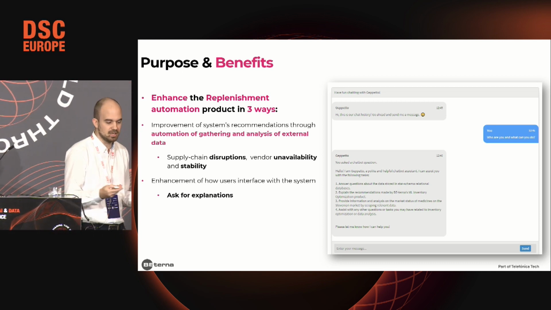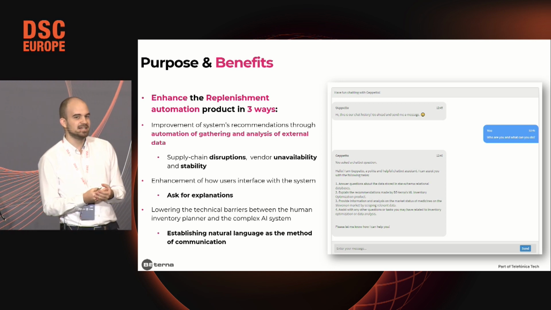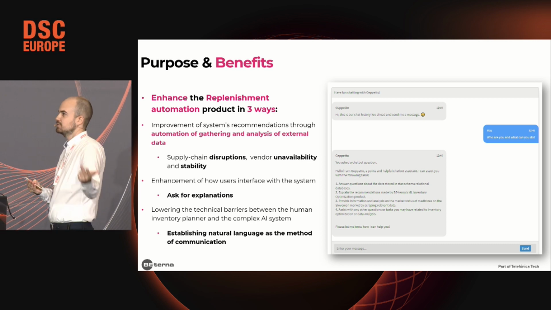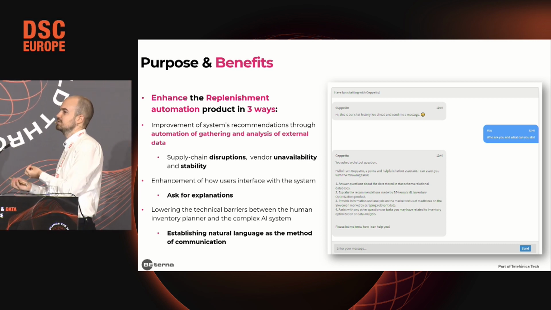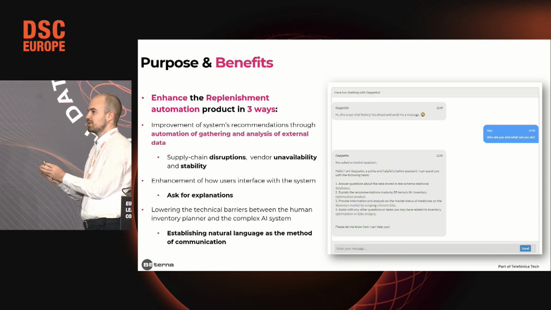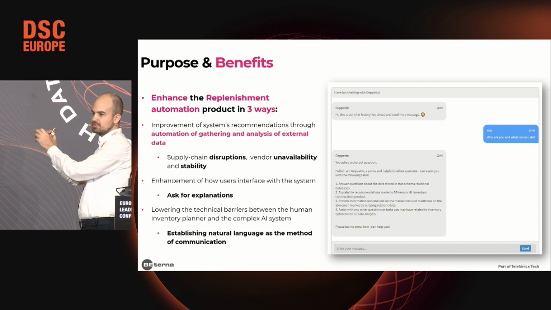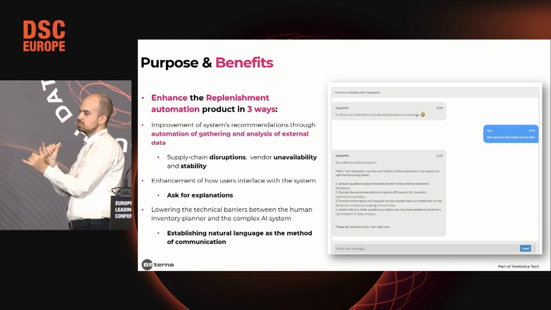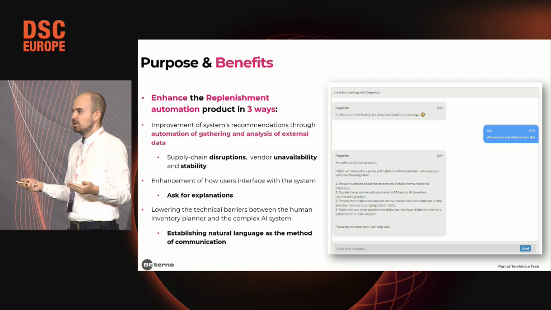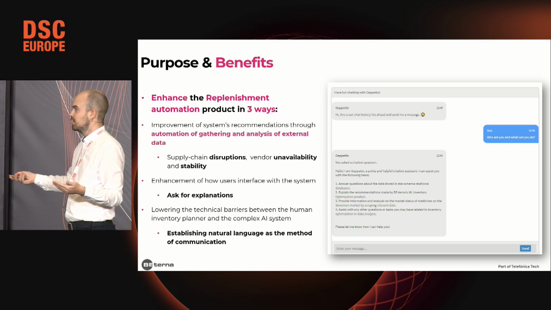about why it is happening. In the end, our end users are usually planners, purchasers, category managers, and so on, who are not very technical people. So by creating a simple user interface where you can communicate with the system directly in natural language, it's much easier for them to understand why some recommendations are the way they are.